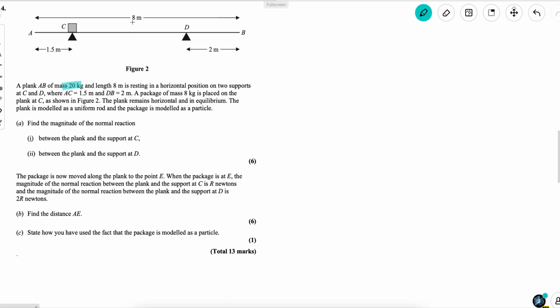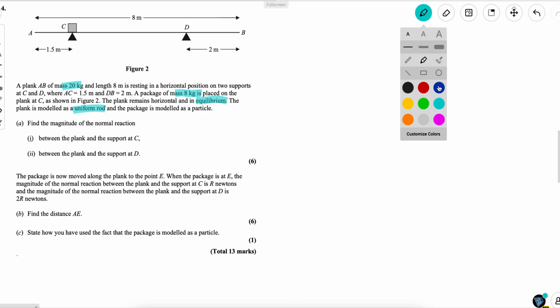And length 8 meters, is resting in a horizontal position on two supports at C and D, where AC is 1.5, DB is 2. A package of mass 8 kilograms is placed on the plank at C as shown in figure 2. The plank remains horizontal and is in equilibrium. The plank is modelled as a uniform rod and the package is modelled as a particle.